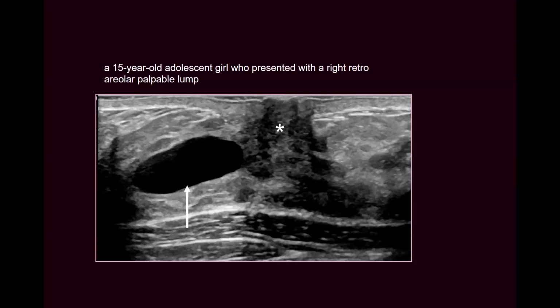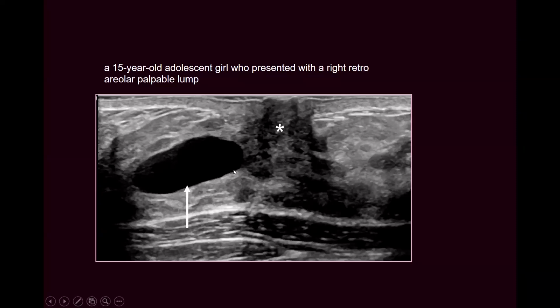And in this case here, she's a 15-year-old adolescent who presented with right retroareolar lesions. If we ignore this part, but look at this area, is the background parenchyma homogeneous or heterogeneous, fat or glandular? Surrounding, what is this structure? This is a simple cyst. I'm asking about the surrounding parenchyma of this. So the palpable abnormality is this simple cyst.